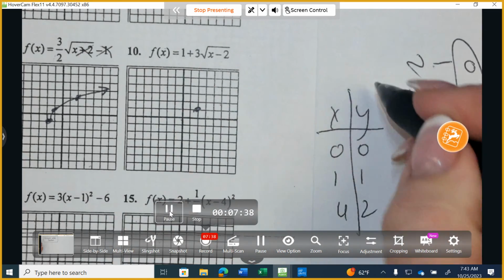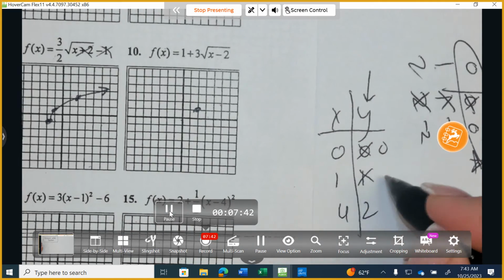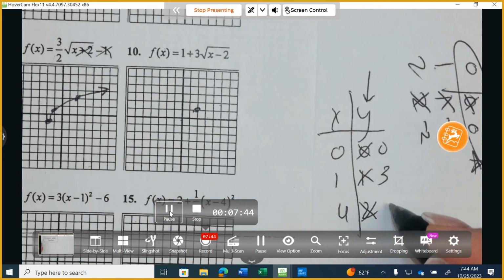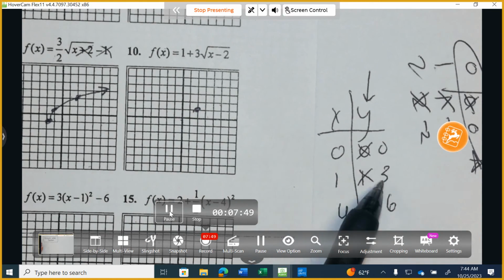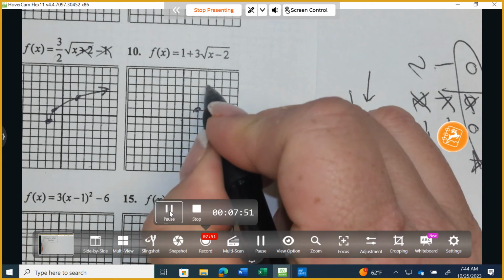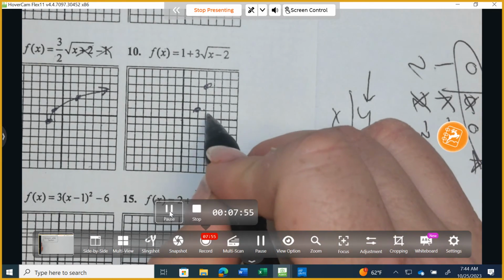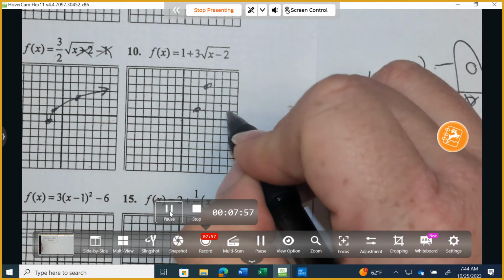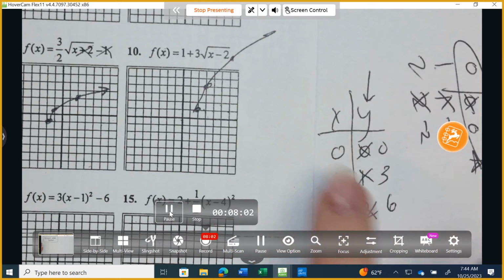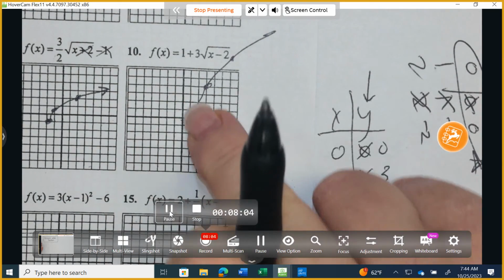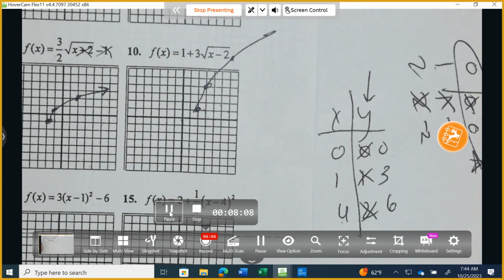I'm taking 3 times my y values. 3 times 0 is 0. 3 times 1 is 3. And 3 times 2 is 6. This is like my 0, 0. I'm going to go over 1 and up 3. Over 1 and up 3. Then from this point, I'm going to go over 4 and up 6. 1, 2, 3, 4, and up 6. 2, 4, 6. The larger the number out front, we say it's stretched more. It's stretched by a factor of 3.